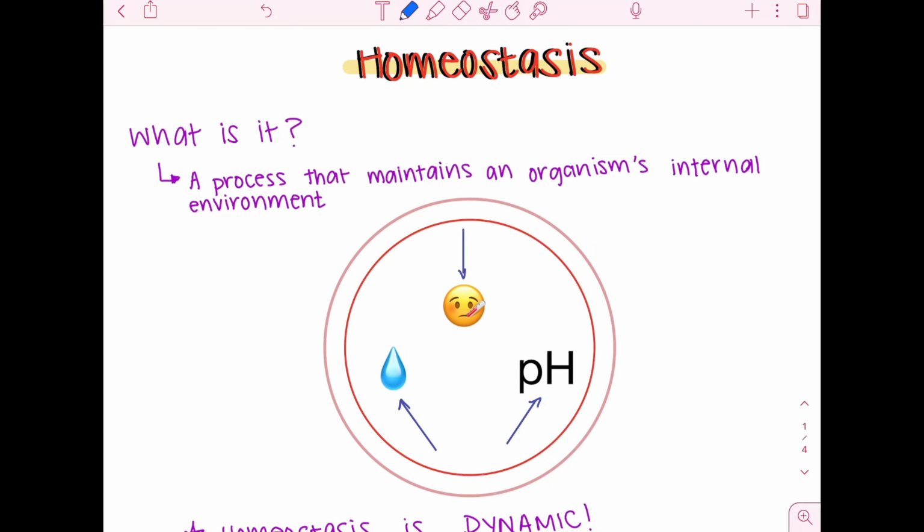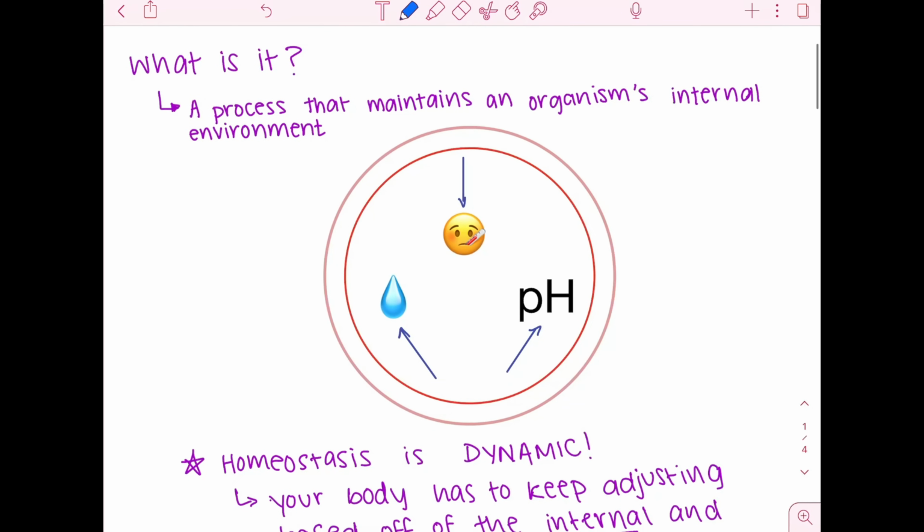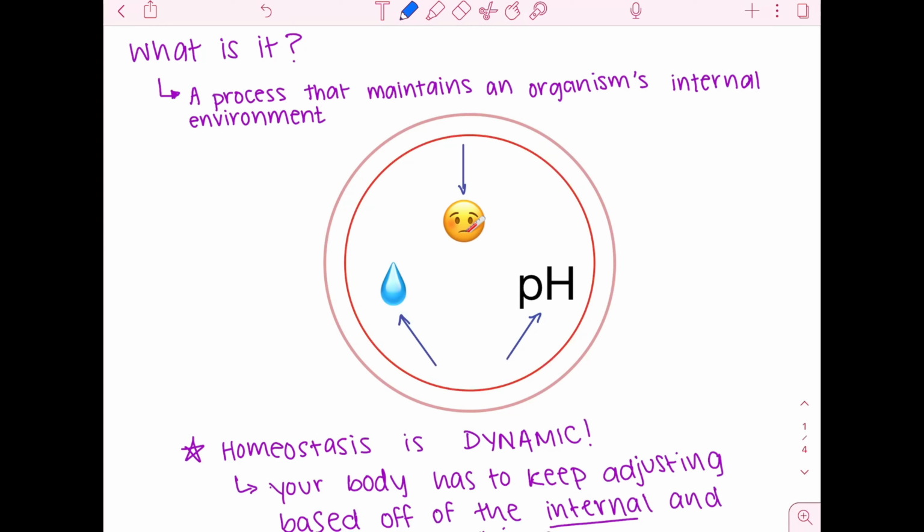Today's video is going to be super exciting because it's the first science video of this channel. So we're going to be talking about homeostasis today, and let's get right into it. Homeostasis is a process that maintains an organism's internal environment.